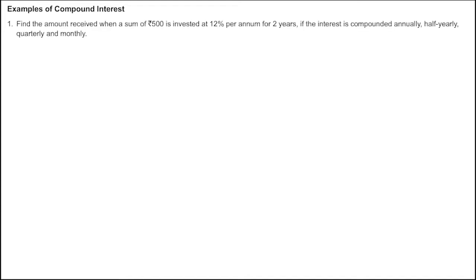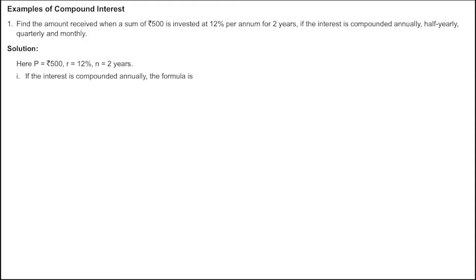Find the amount received when a sum of rupees 500 is invested at 12% per annum for 2 years, if the interest is compounded annually, half yearly, quarterly, monthly. First, let's make a note of what is given to us. P is given to us, which is equal to rupees 500. Rate of interest per annum is given to us, that is R equal to 12%, and n is given to us as 2 years. Let's look at the interest when it is compounded annually.